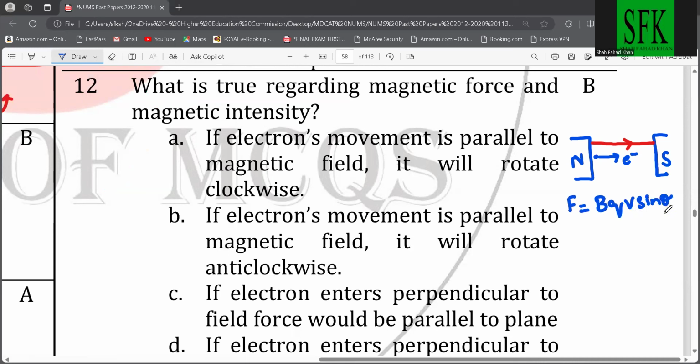What's going to be the value of theta if both of them are parallel? If both of them are parallel, the value of theta becomes 0, and sine 0 is 0. So that means if it is parallel, the electron will not experience any force. It's just going to move straight. It's not going to move up or down. It's not going to rotate clockwise or anti-clockwise. This is wrong. Then it will not rotate anti-clockwise either.